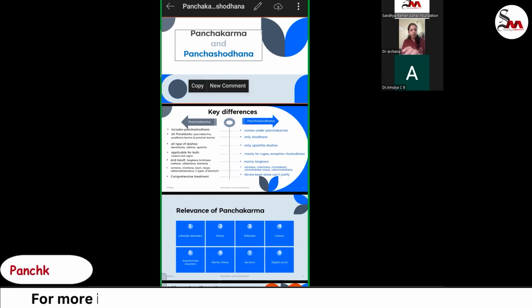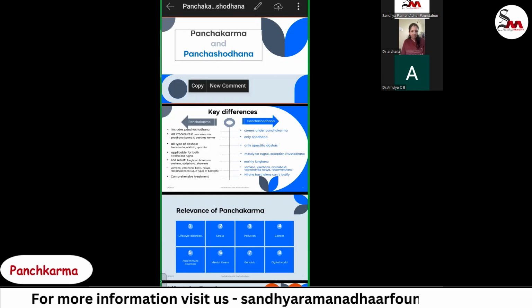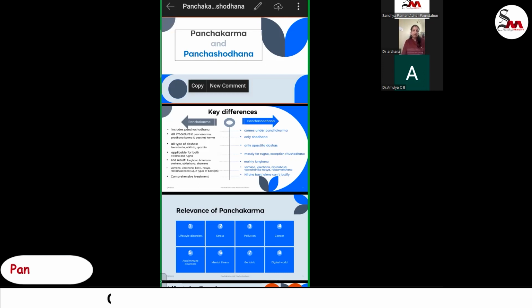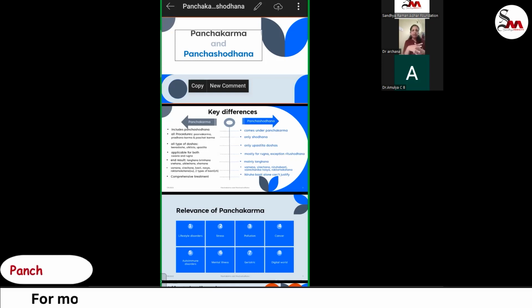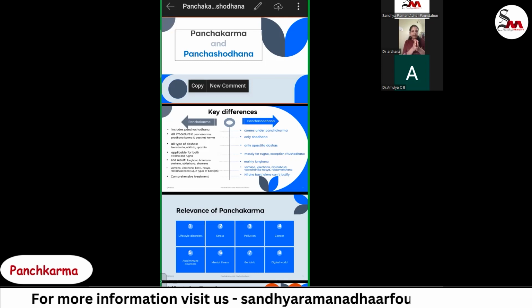Whereas here only Basti is mentioned. It means that both Anuvasana and Niruha are included. Nasya is mentioned where all types of Nasya can be included. And Rakta Mokshana is also there under Panchakarma. So Panchakarma is a comprehensive treatment where it can be Brahmana, Snehana, Langhana, all. But usually Panchashodhana alone cannot be given. It has to include other types also.